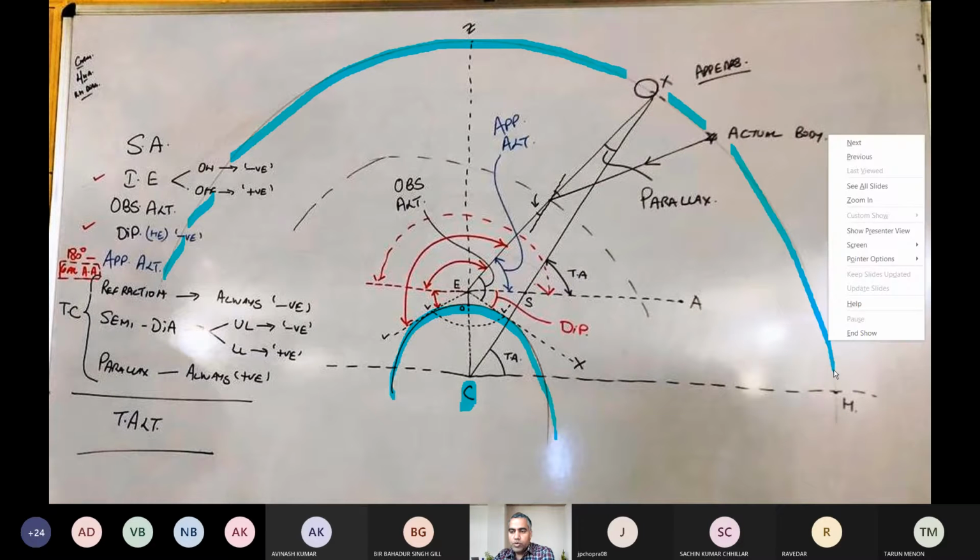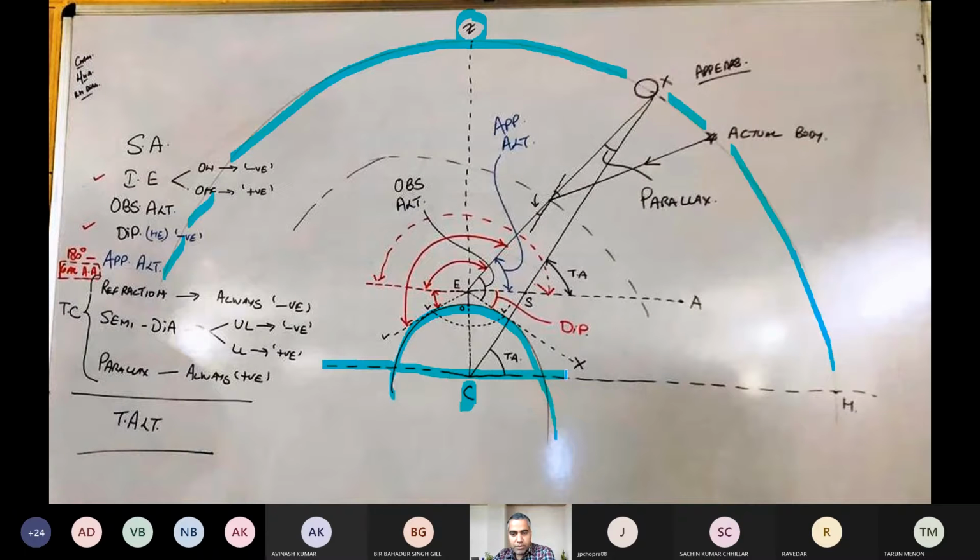Now, if you join a line from the center of the earth passing through the observer's position, the observer's position is indicated by O here. If you extend it upwards, you reach the zenith. So this Z point here is the zenith of the observer. Now this dotted line which you are seeing passing through the center of the earth is the rational horizon. This is the rational horizon.